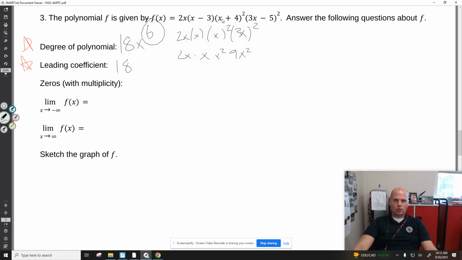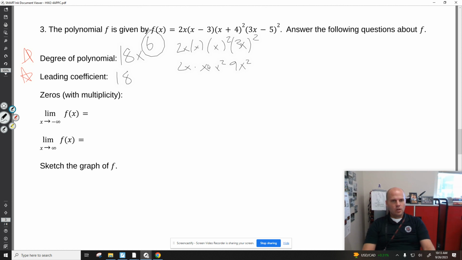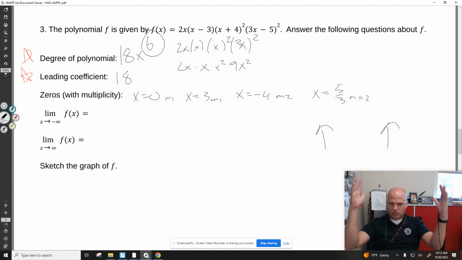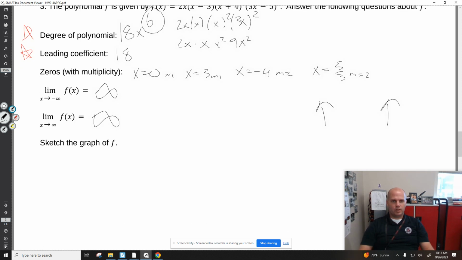It's 1, 2, 3, 4, 5, 6 x's, 2 times 1 squared times 3 squared, 18. The zeros are at 0 with a multiplicity of 1, at 3 with a multiplicity of 1, at -4 with a multiplicity of 2, and at 5/3 with a multiplicity of 2. You take this equation, add 5 divided by 3, set equal to 0. If it is positive x to the even, we're thinking about positive y equals x squared. To the left, I'm going up. To the right, I'm going up. What would the graph look like?